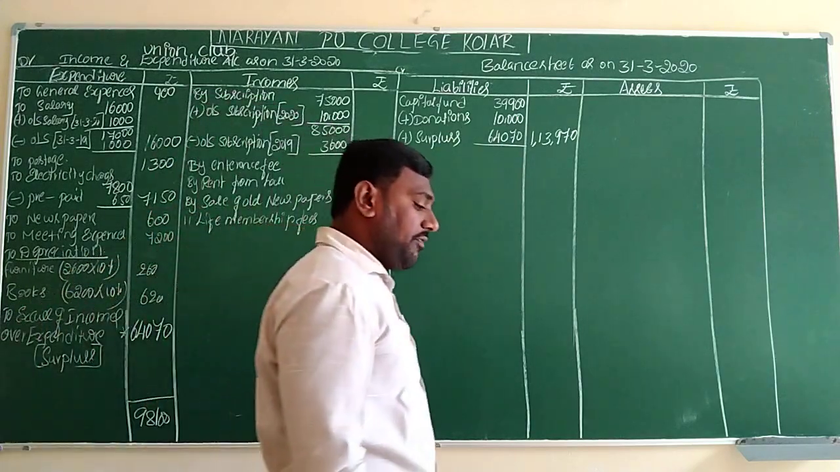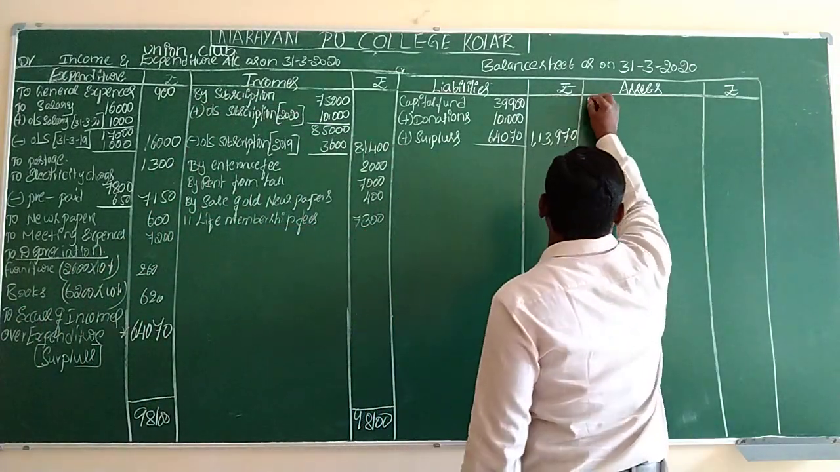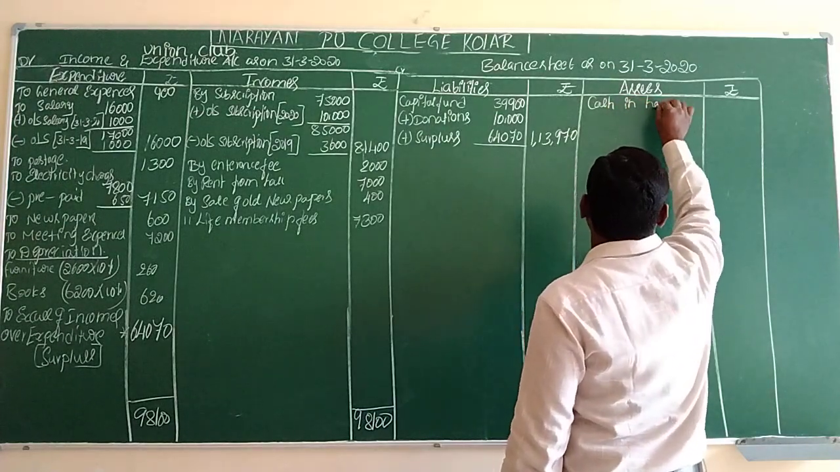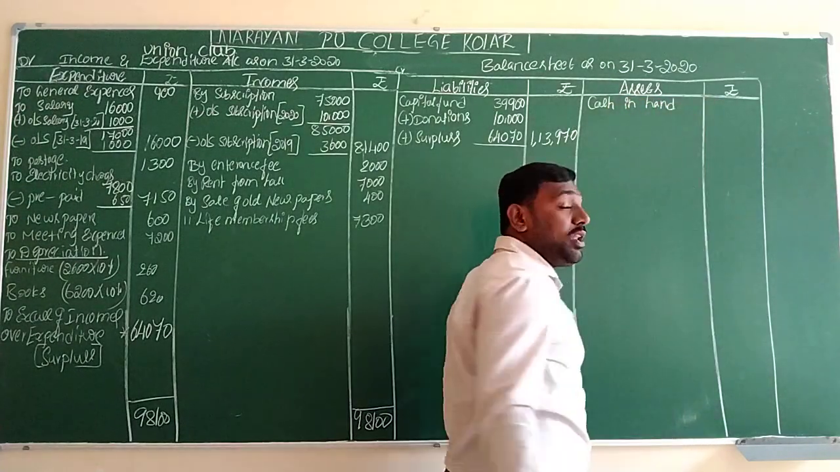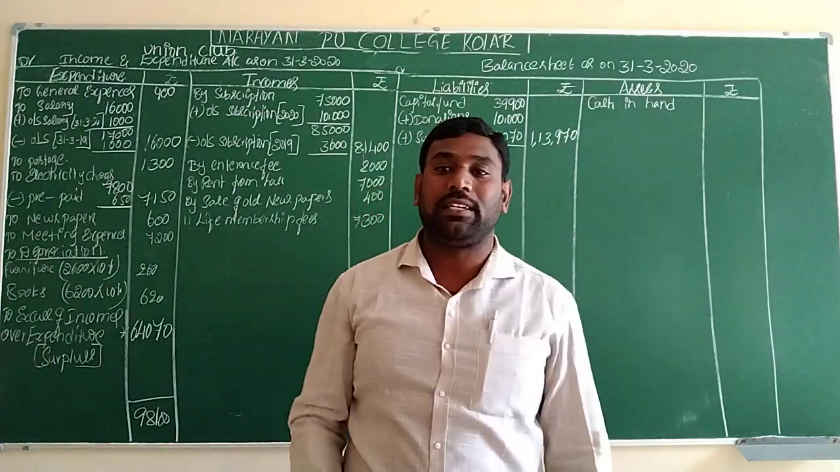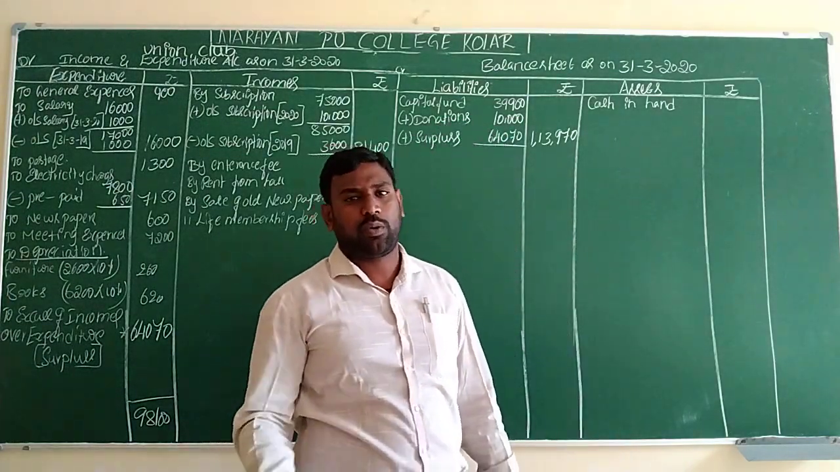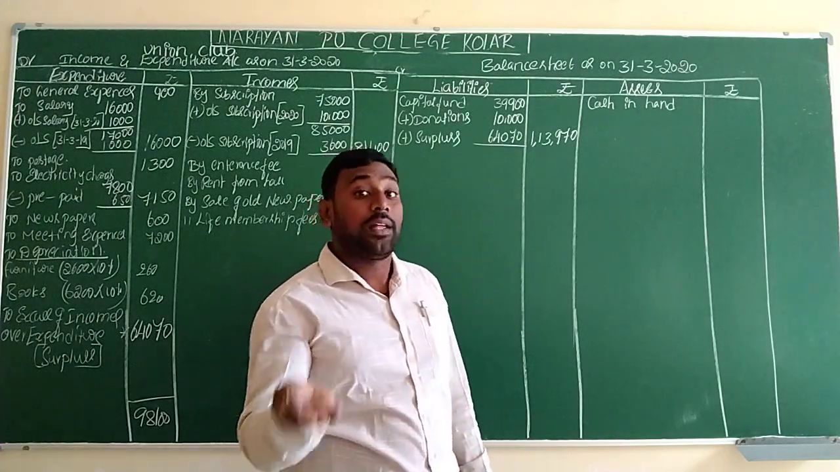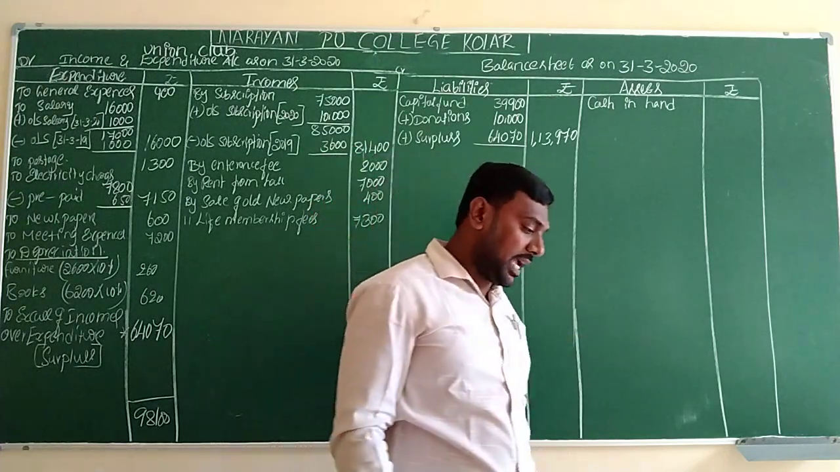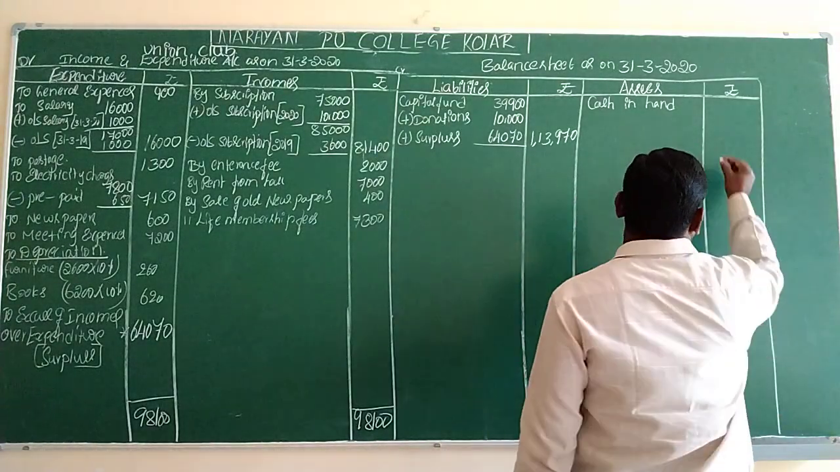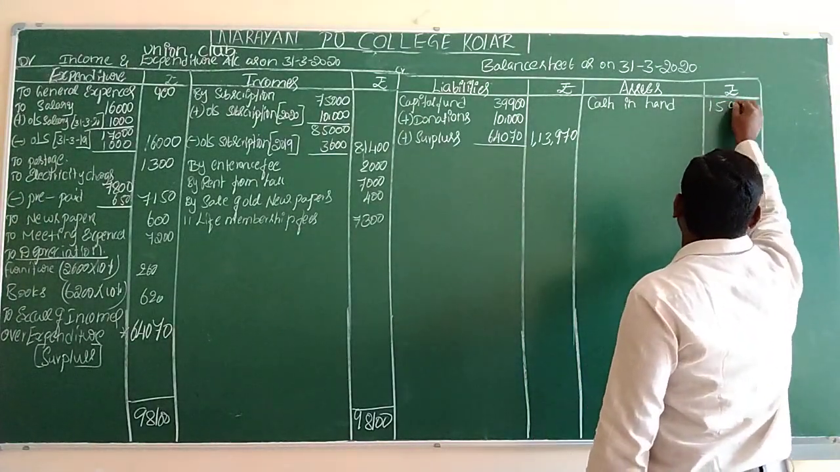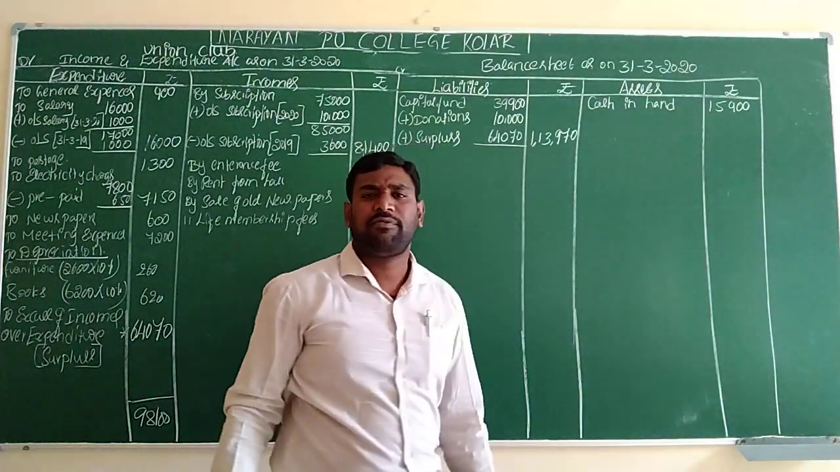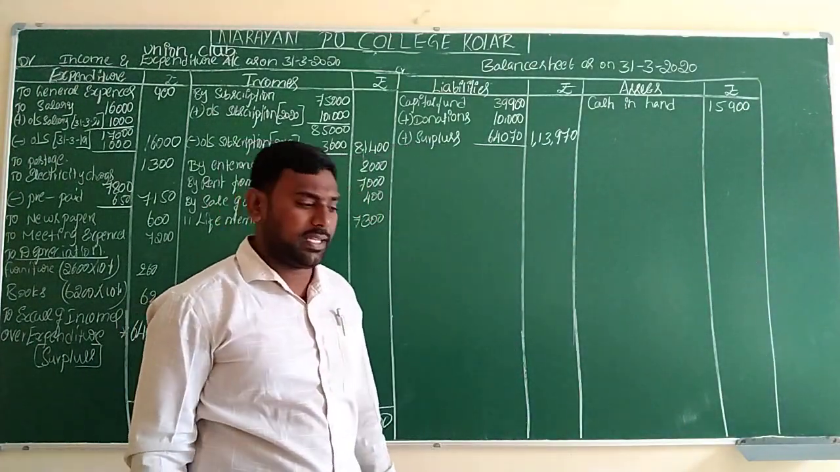In the old balance sheet, the first item they have given is cash in hand. Here also we should write cash in hand. But the value of cash which we have to consider is in the receipts and payments account, at the end they have given the balance carried down, that will be considered as cash. The cash is 15,900. This is the first item they have given in the assets.